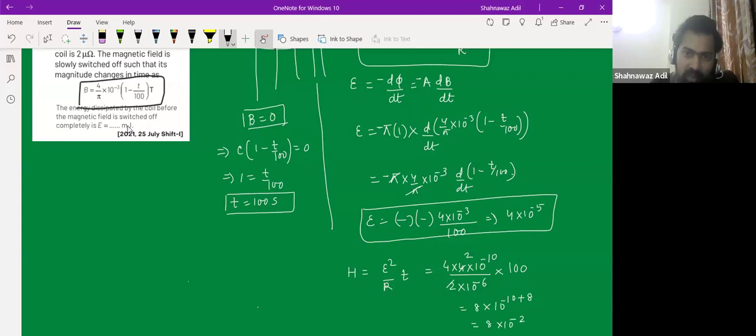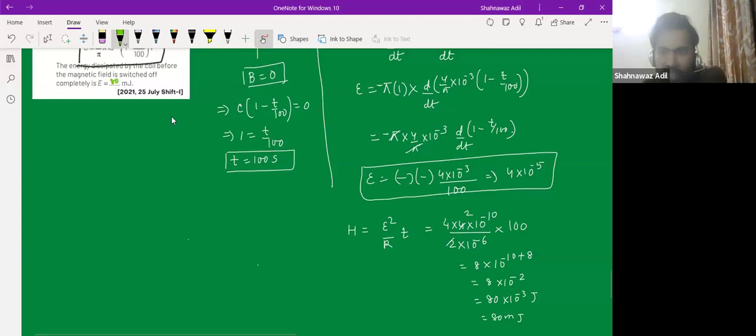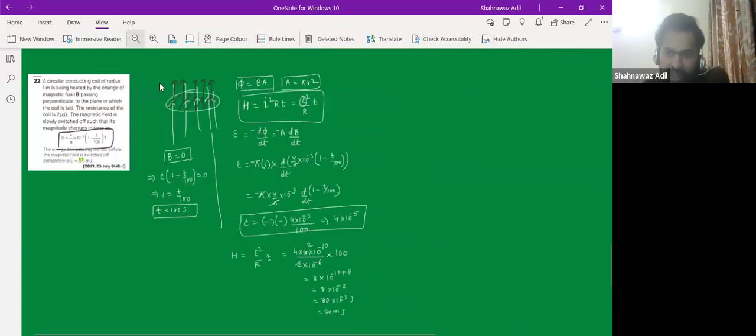And this is written in millijoules. So we will write it as 80 into 10 to the power minus 3 joules. So this is 80 millijoules. So this would be 80, right? This is 80. So the answer would be 80. Is it clear, guys?